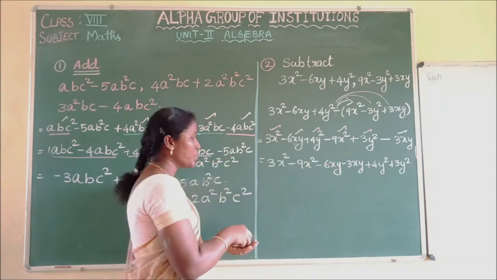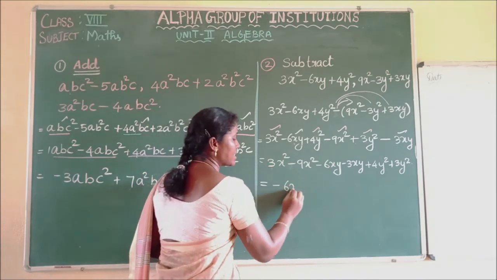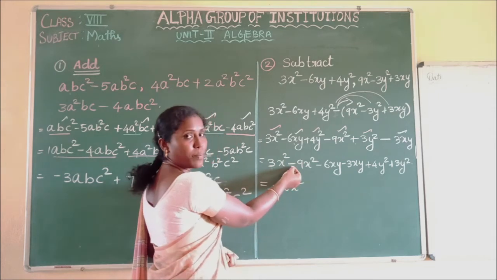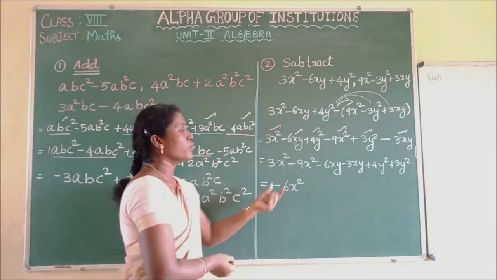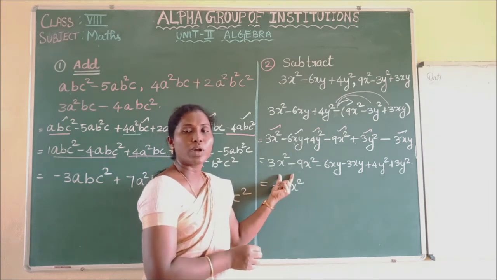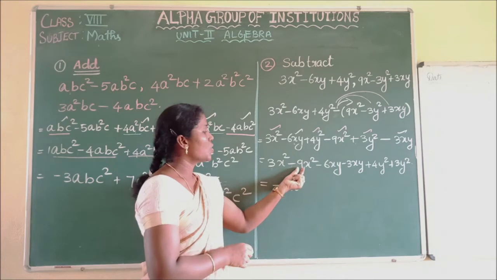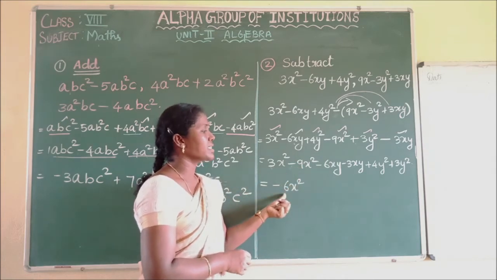Okay, now do that. What is 3 minus 9? That is minus 6x square. Here we are having the subtraction. As I told before, while adding or subtracting the like terms, we have to add or subtract only the coefficients. The variable should be kept common. So 3 minus 9 is minus 6x square.